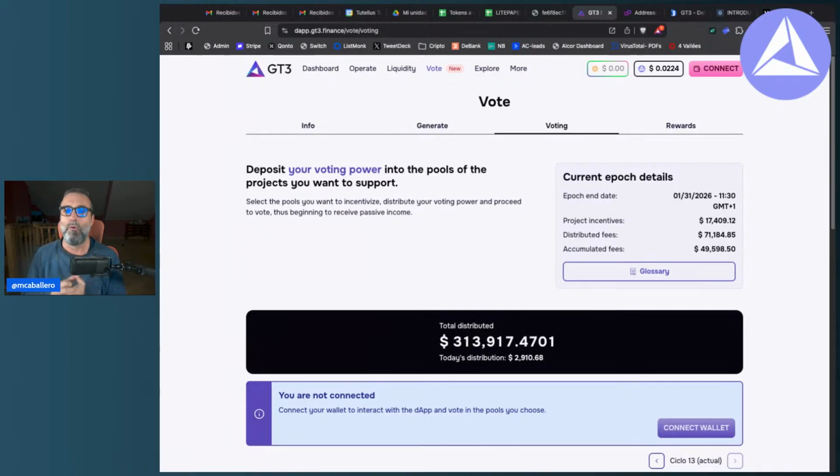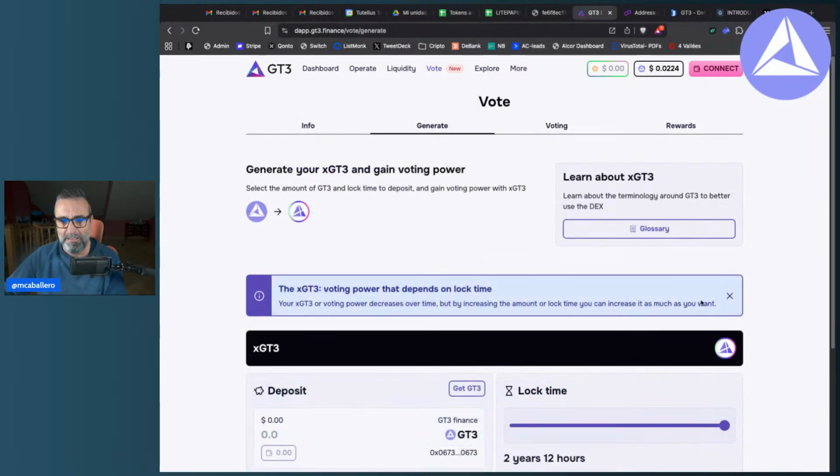So the thing I want most in life is to have the maximum amount possible of GT3, locked for the maximum time, 2 years, to be able to have the maximum voting power and get the maximum passive income, right? For me, it's to have the maximum amount of shares to get the maximum amount of dividends. I know I'm getting more money because of the rewards than because of the GT3 status, price, and so on.